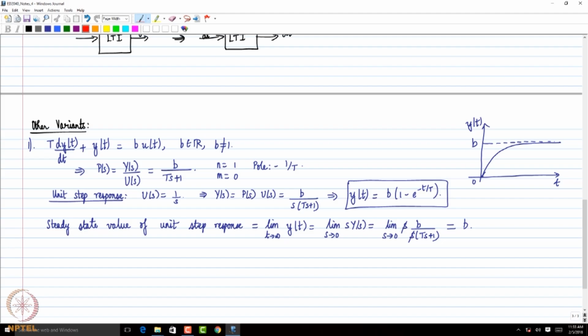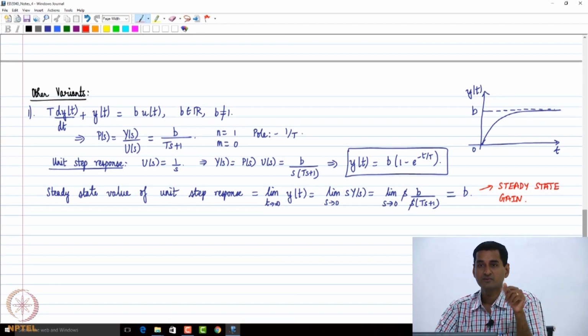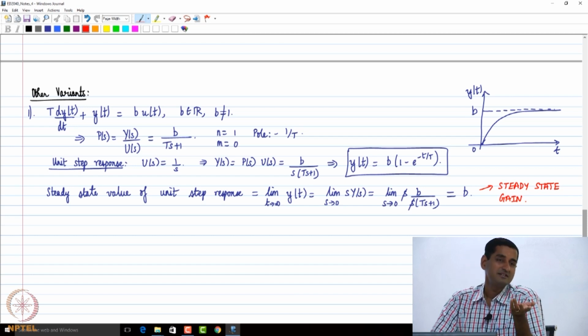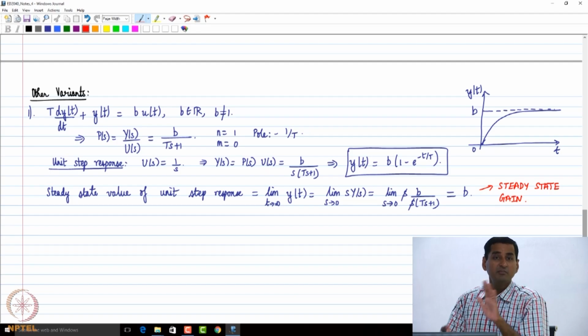So this b, for that reason, is what is called the steady state gain. What is the value when we reach steady state? Steady state means t tending to infinity, the value to which the unit step response will go towards. That's the steady state gain. In the previous variant of the first order system, we implicitly assumed that the steady state gain was unity, but it need not be. You can have steady state gains not being 1. That's perfectly fine. But everything else remains the same.